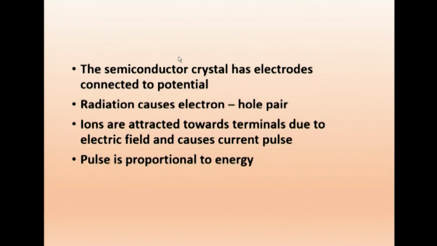So the semiconductor crystal has electrodes connected to potential, as we have just seen in the figure. The radiation causes an electron hole pair. So the ions are attracted towards the negative, and the electrons will be attracted to the positive. The charges are attracted towards their respective terminals due to the electric field, and this causes a current pulse. The pulse is proportional to energy. So only when the particle enters, there will be a current.